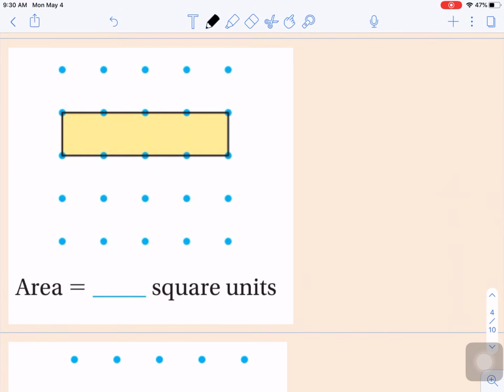Okay, so the same thing with this shape, we're going to count the square units inside the shape. So you see I have 1 square, I have 2, 3, and then 4. So I know the area is going to be 4 square units, and that's the space inside of that shape.